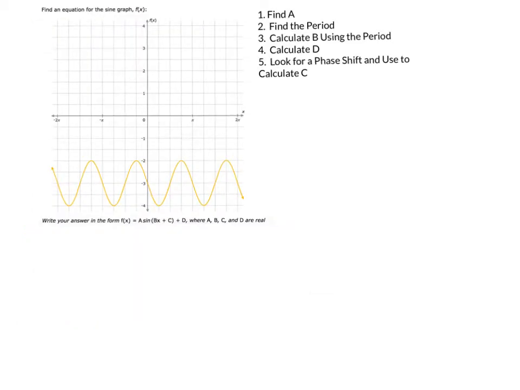All right, starting with amplitude. The maximum height here is -2. The minimum is -4. So calculating that, we're going to have -2 minus a -4.